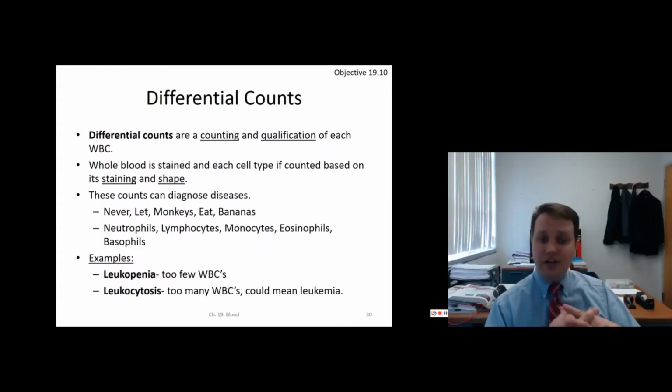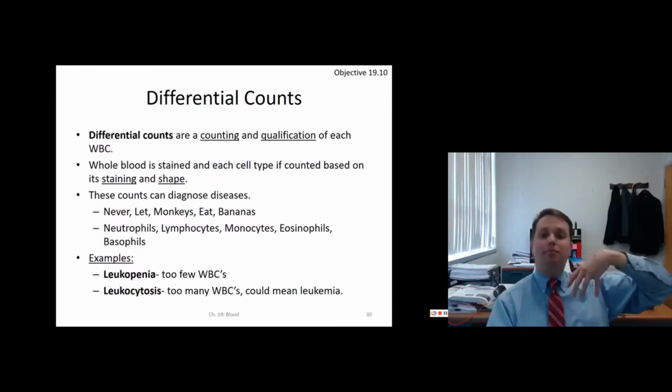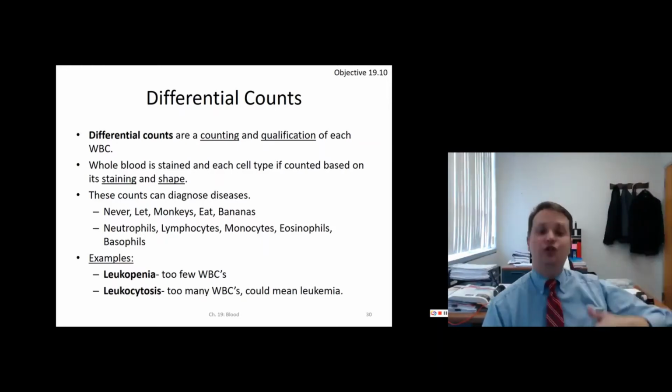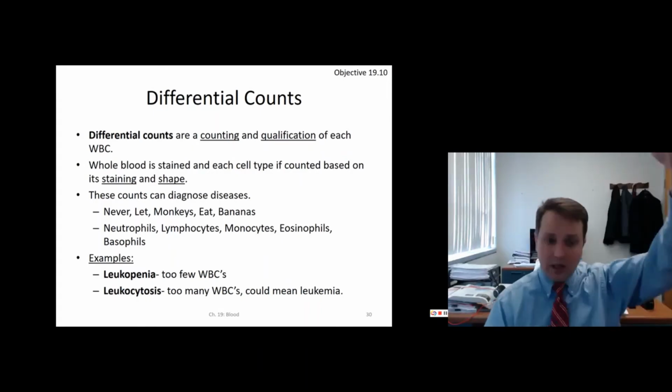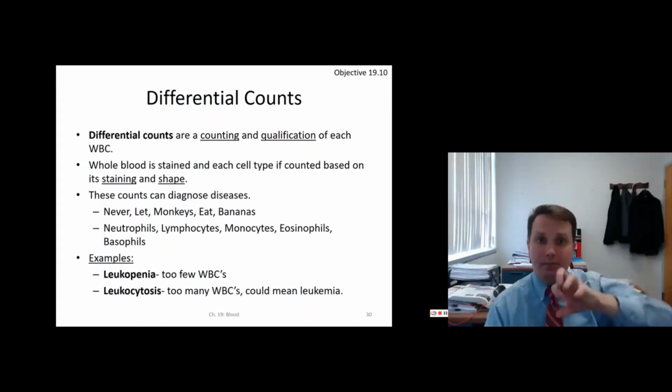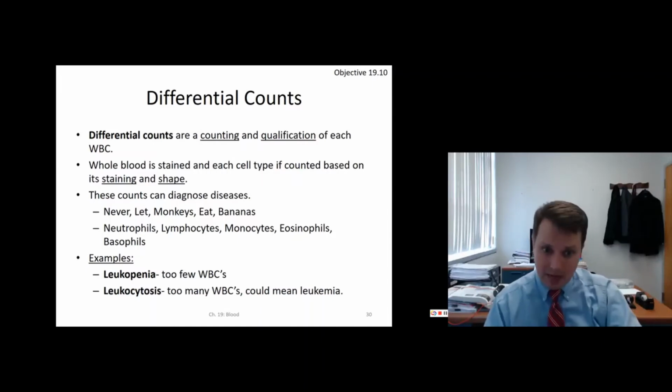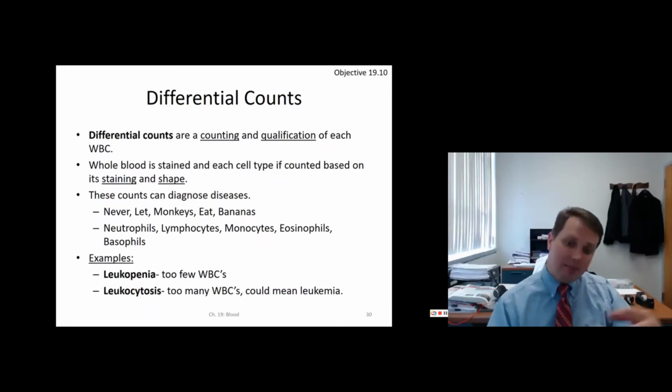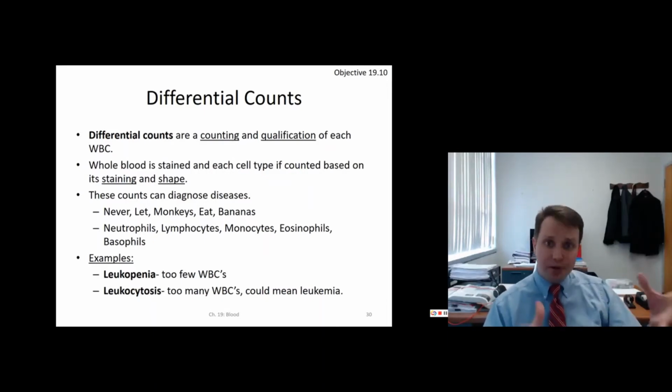For example, if there are not enough white blood cells, the levels are too low, too few, leukopenia is when white blood cells are teeny. There's not as many. Leukocytosis, white blood cells are the mostest. There's too many. Leukopenia, the white blood cells are teeny in number. Okay, like leukemia, a leukocytosis could be leukemia. You have white blood cells that are overproducing, a type of cancer.